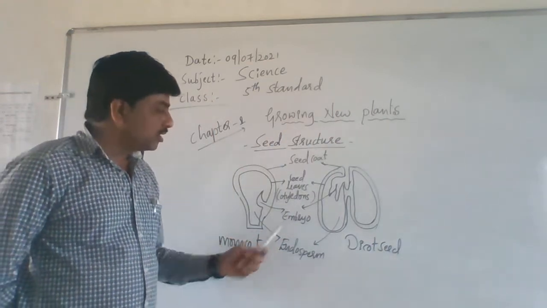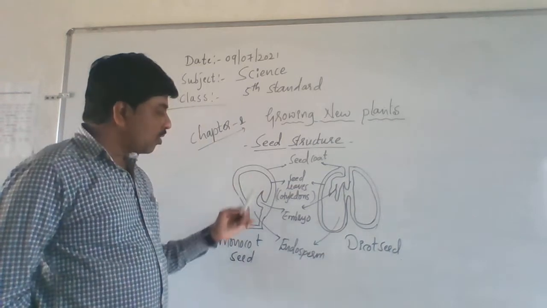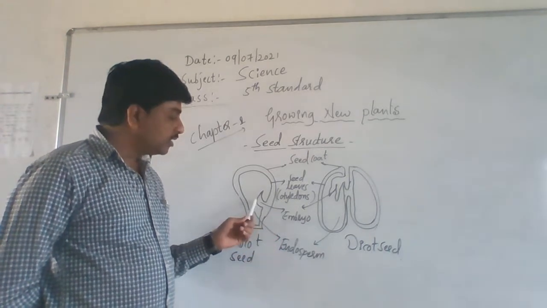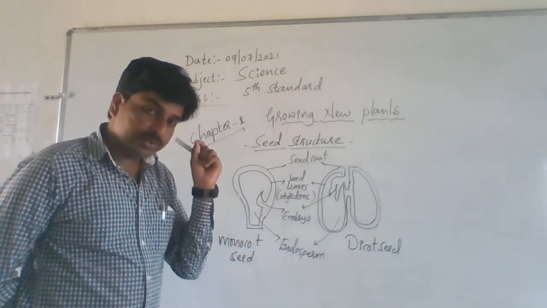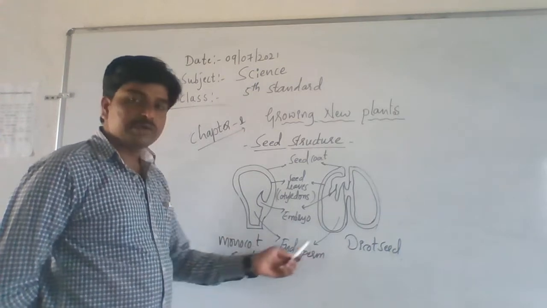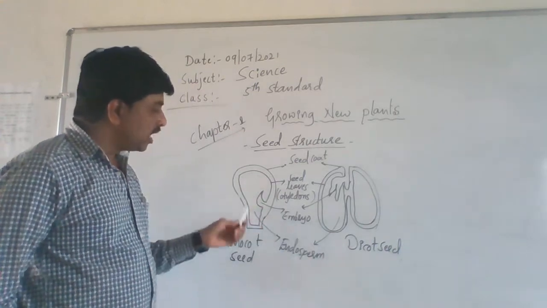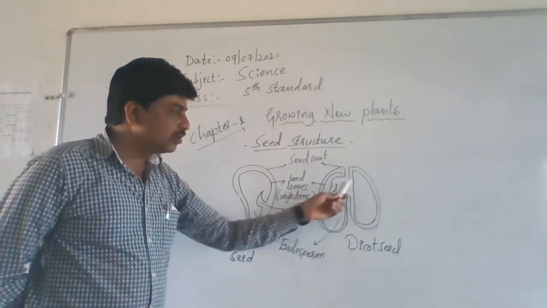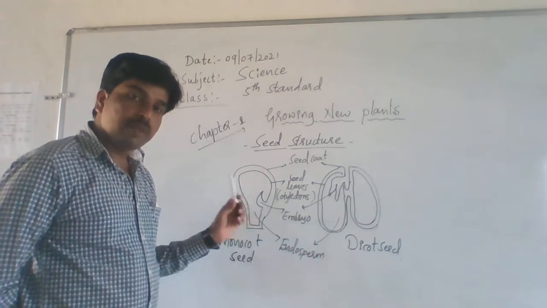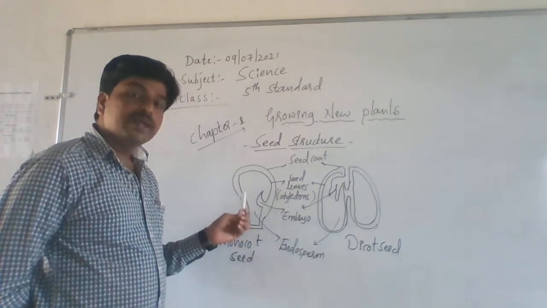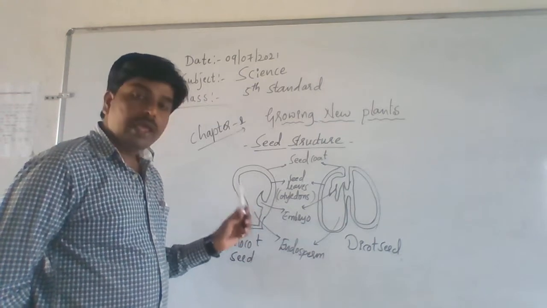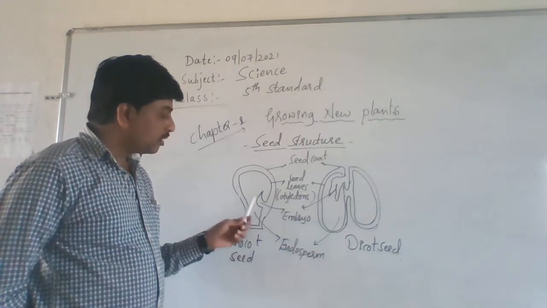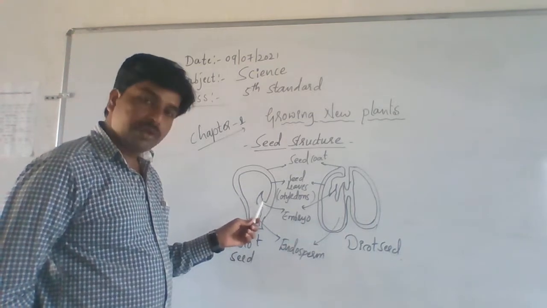Then let's come to the embryo. Between the cotyledons, the embryo is there. From this embryo, the baby plant will be produced. Then the last one is the endosperm part. It is seen around this embryo. This endosperm provides food for the embryo. Clear or not?